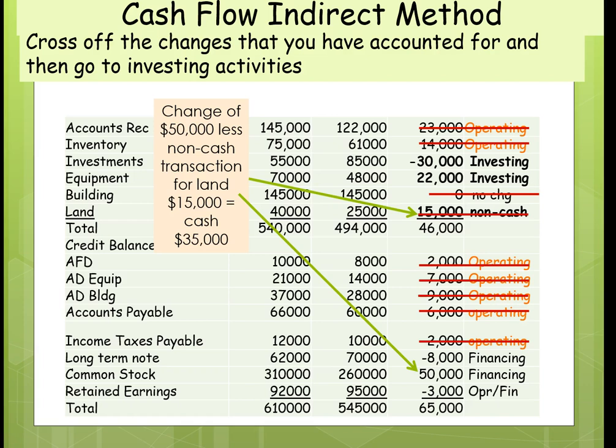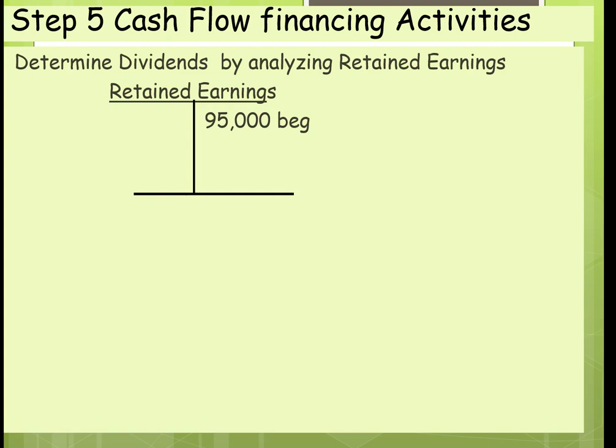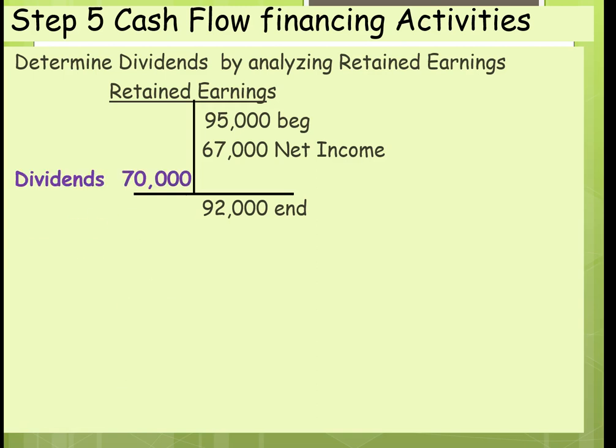Now we go back to our trial balance, and what we have to remember when we're looking at the common stock, that $15,000 of that was used to buy land. So the actual cash when we issued that stock that we received is the difference, or $35,000. And again, we cross those off. So, retained earnings. We started with 95. We had 67,000 in net income. And we had an ending balance of 92. How much did we pay in dividends? It would be 70,000. And if you take 95 plus 67 minus 70, you'll get 92.